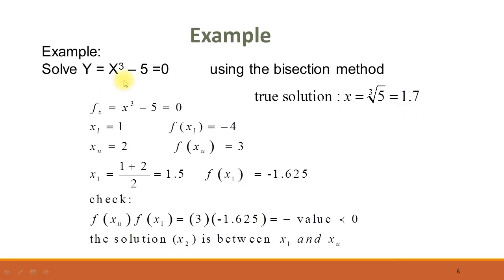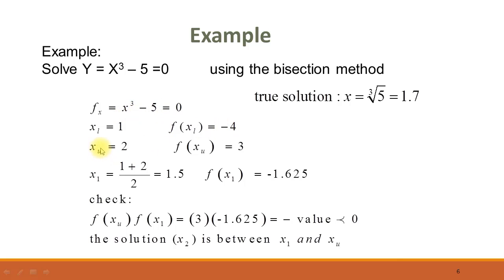Now how to solve this non-linear equation by the bisection method? You can check your approximate result against this exact result. To compare the approximate result with this exact result, we can check our approximate result. Now choose any two values. Suppose xl is 1. Now putting 1 in this equation, we obtain minus 4.